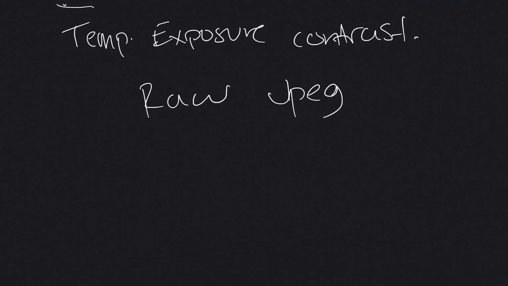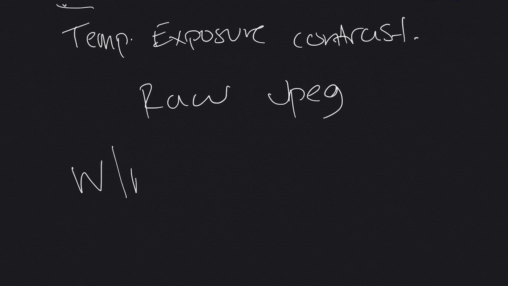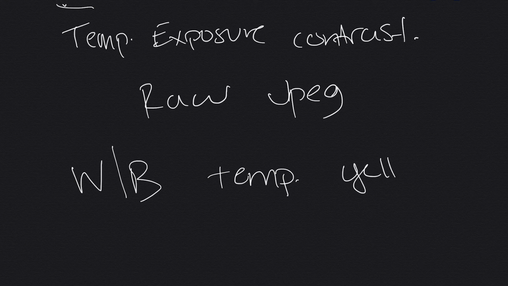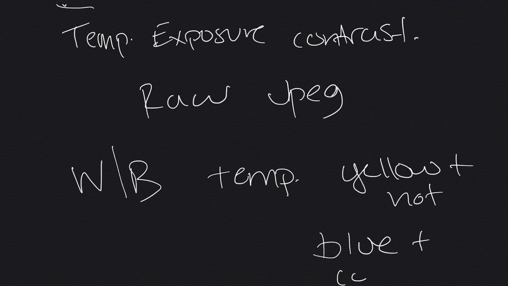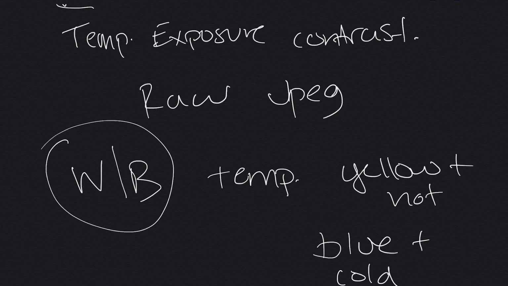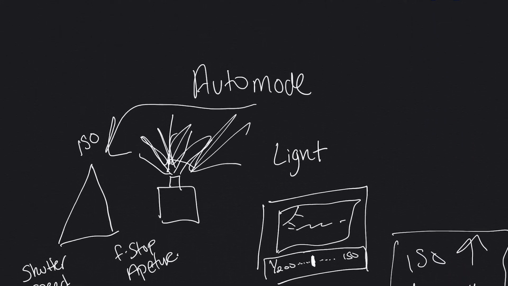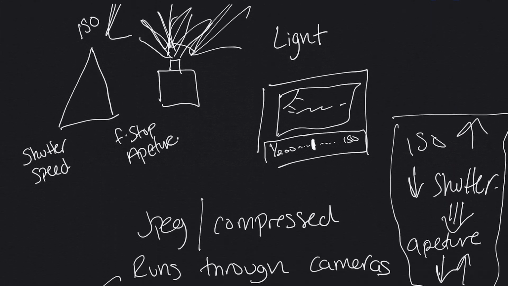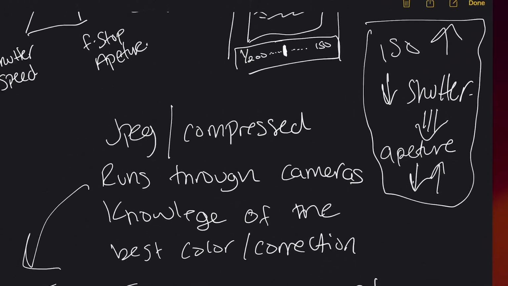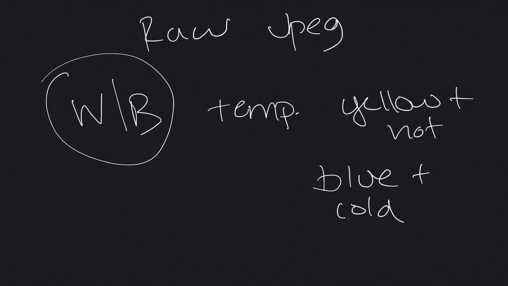The other thing that happens in auto mode is it automatically determines what your white balance is. And that just means the temperature of your photo. Is it yellow and hot, or is it blue and cold? Again, we're going to talk a whole video just on white balance and what it is. But basically in auto mode, look at all of this. Your camera is literally doing all of these things in auto mode.